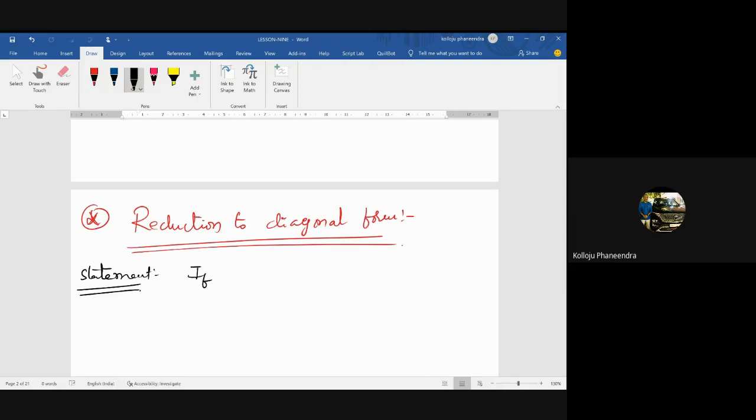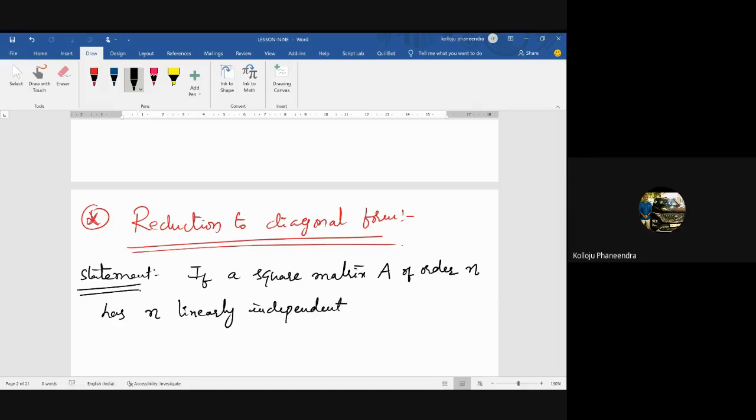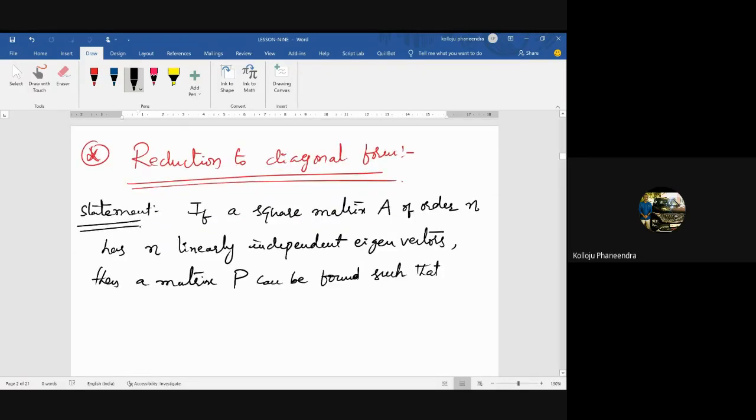The statement is, if a square matrix, only a square matrix, if a square matrix A of order n has n linearly independent eigenvectors, then a matrix capital P can be found such that P inverse AP is a diagonal matrix. Okay, this is the statement and nothing but a theorem.